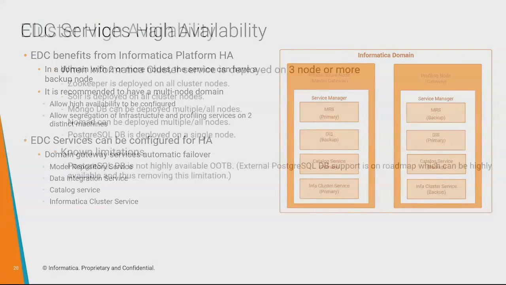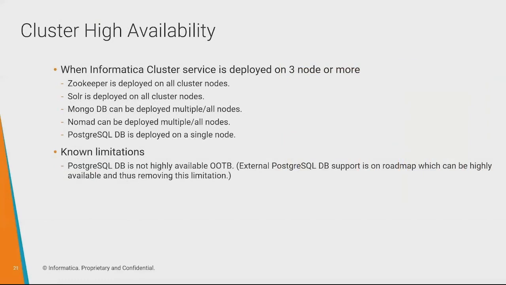Now, on the cluster side, we have already talked about the cluster architecture: how you have to have at least 3 nodes to set up a highly available cluster, and what the different components of the EDC cluster are. So let's run through them one by one. Zookeeper is going to be deployed on all cluster nodes, so if one of the nodes goes down, your Zookeeper is there.